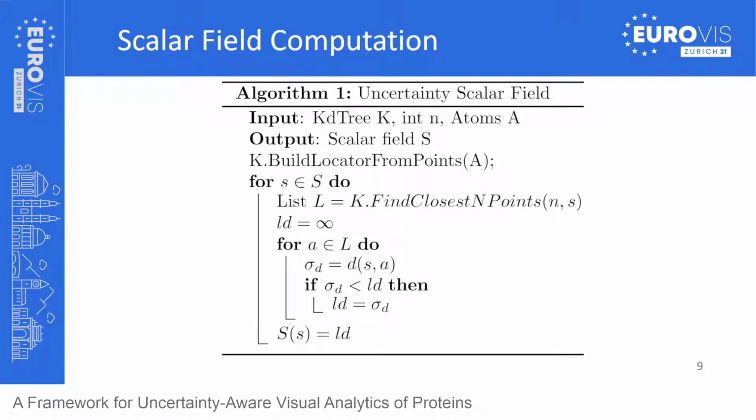We have to do this as each atom has a different radius and uncertainty space, and therefore the closest atom in terms of directional distance sigma d is not trivial to find. When going over the n closest atom positions, the lowest distance to the scalar center, measured with our distance metric, is found and set as the scalar value.